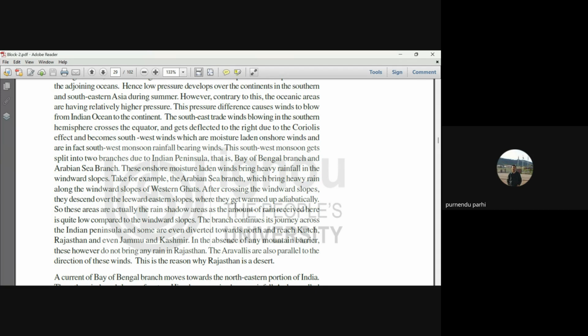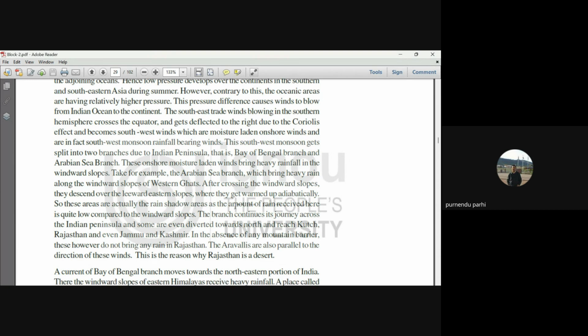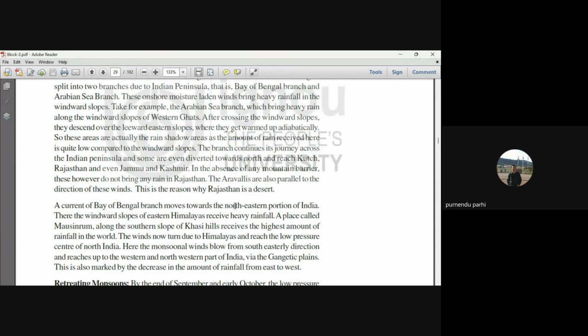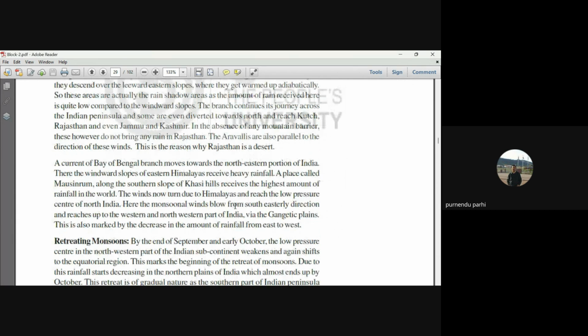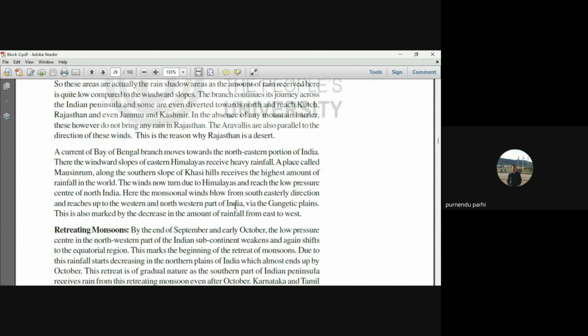The branch continues its journey across the Indian peninsula, and some is even diverted towards the north and reaches Kutch, Rajasthan, and even Jammu and Kashmir. In the absence of any mountain barrier, these, however, do not bring any rain in Rajasthan. The Aravallis are parallel to the direction of these winds. This is the reason why Rajasthan is a desert. A current of the Bay of Bengal branch moves towards the northeastern portion of India.